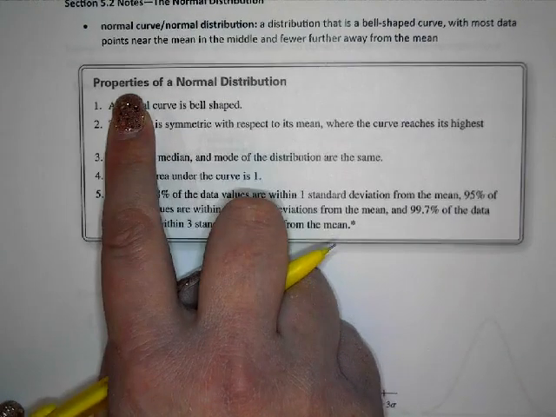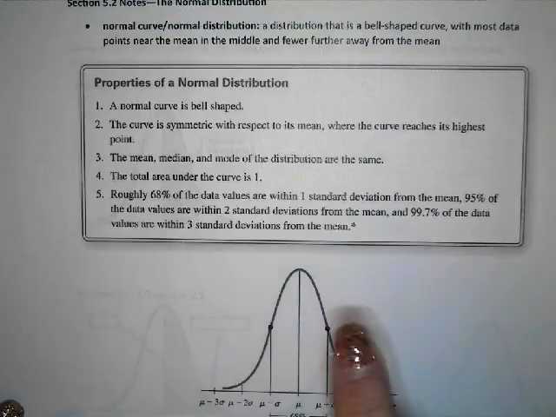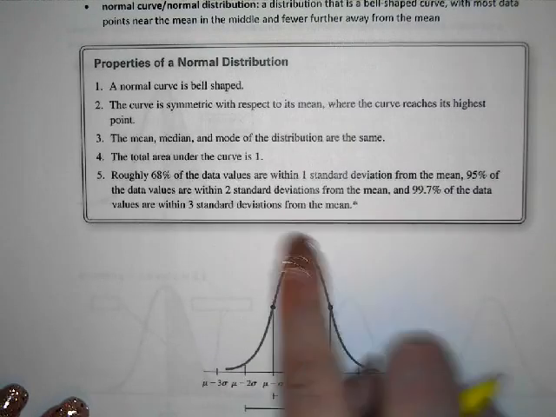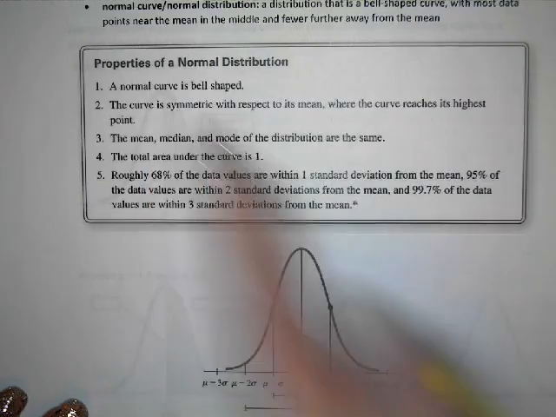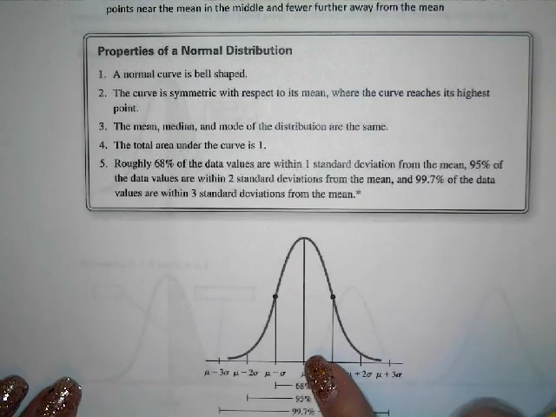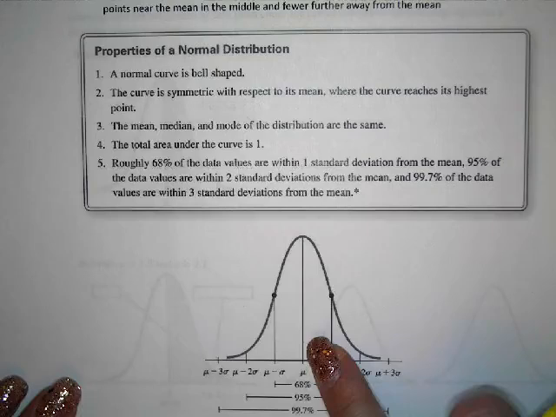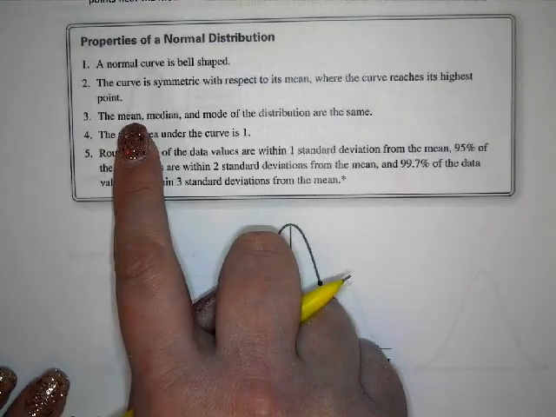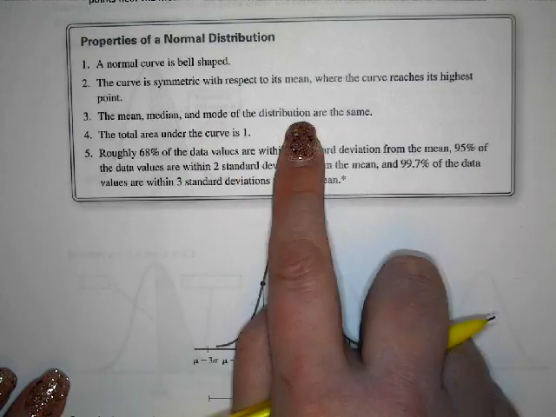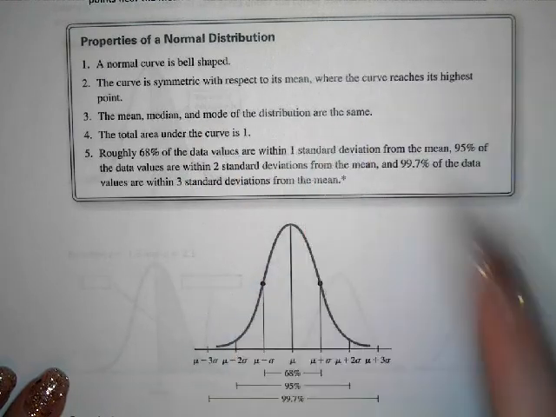So here are some properties of a normal distribution. A normal curve is bell-shaped. This is what they mean by bell-shaped. The curve is symmetric with respect to the mean. So the mean is right here in the middle, where the curve reaches its highest point. The mean, median, and mode of the distribution are all the same.